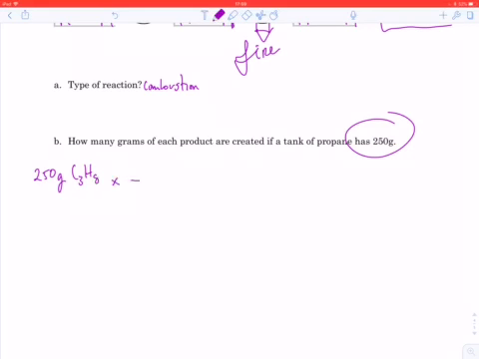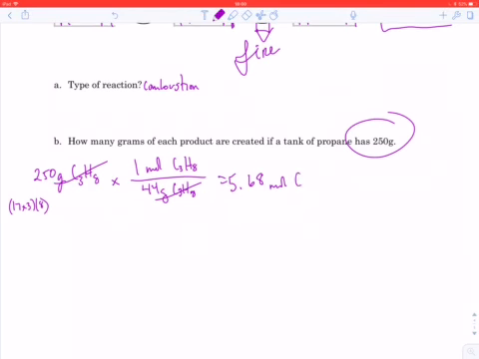C3H8. I have to figure out what my mole ratio is. So that's 3 C's, which is 12 times 3, plus 8, 1 per hydrogen, which is a total of 44 grams of C3H8 is 1 mole of C3H8, which, units cancel, amounts to 5.68 moles C3H8. From there, I can figure out everything else.